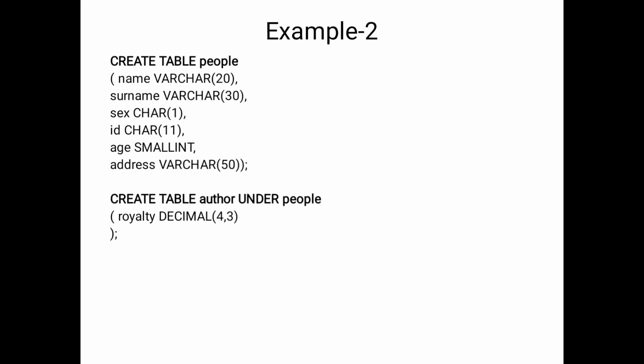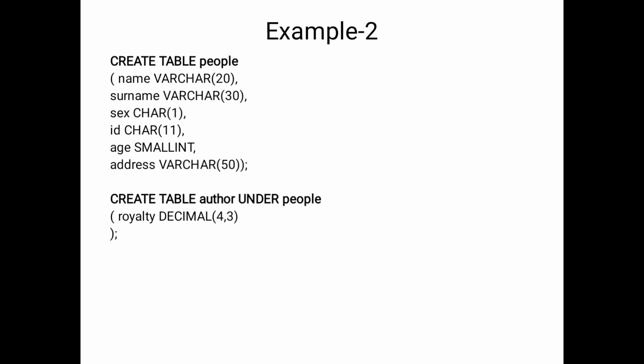Okay, so please observe one thing here. Here people is the supertable and other is the subtable. So here other is the subtable, that's why we have a facility to write all the fields of the people table. What are the available fields in people? Name, surname, sex, id, age, address. Okay, here we will consider those 6 fields, no problem. That means finally, what are the fields available in the other table? Name, surname, sex, id, age, address and royalty. That means 7 fields are available in the other table.